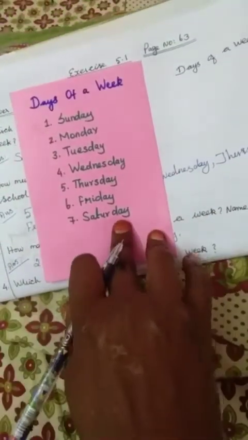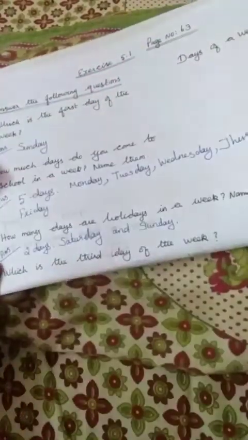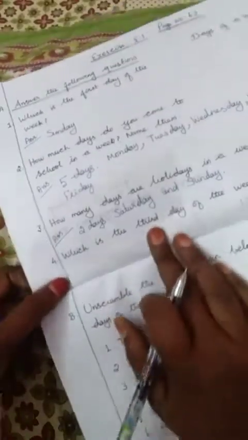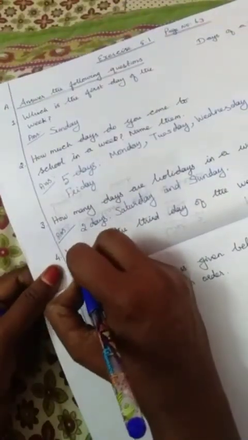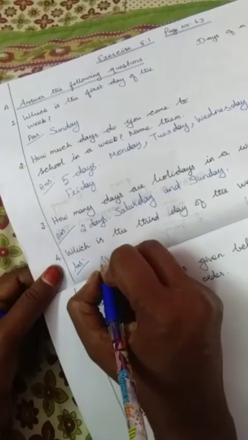Okay. So the next question is, which is the third day of the week? Which is the third day? Tell me. Sunday, Monday, Tuesday. Tuesday is the third day of the week. Okay. So answer, Tuesday.